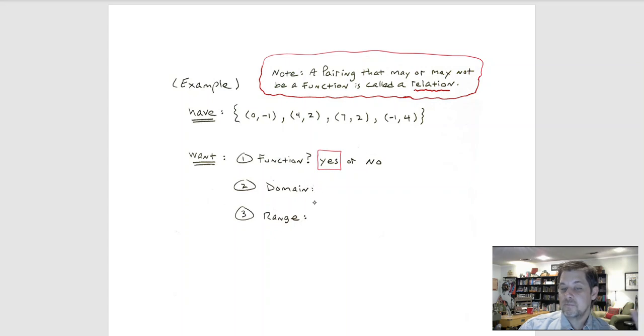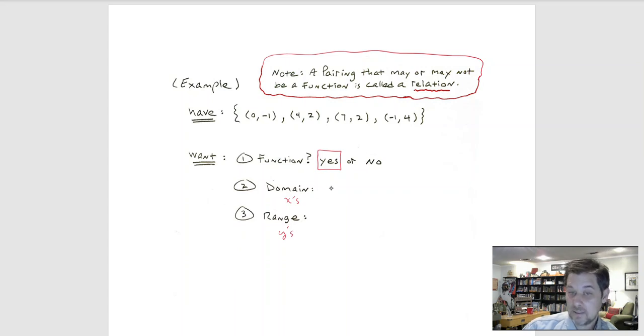Now, let's go from there to the domain and range. Domain and range, very simple. They're really just vocabulary words. You don't have to do any calculations to figure out the domain and range. The domain is the set of all possible x's, and the range is the set of all possible y's.